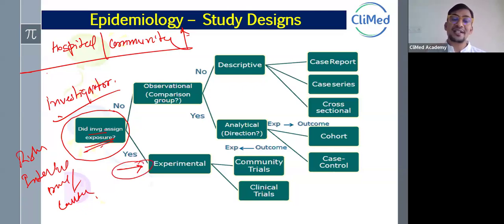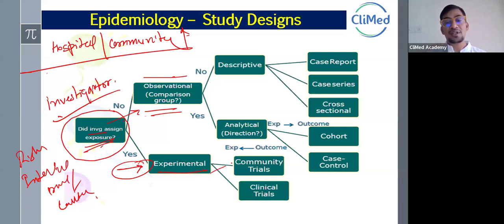If the investigator has not assigned any kind of intervention and is just observing, trying to collect and oversee everything but not putting in any intervention, just looking at everything, that is called an observational study. If the investigator assigns some kind of exposure or intervention, that is an experimental study. If not, then observational. So there are two major types of studies: one is observational, one is experimental.